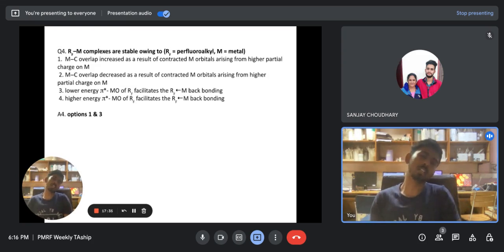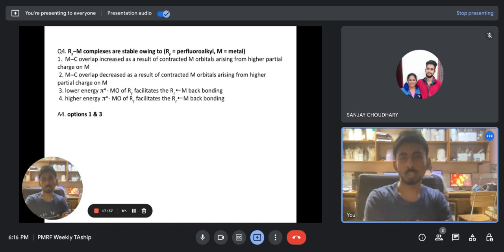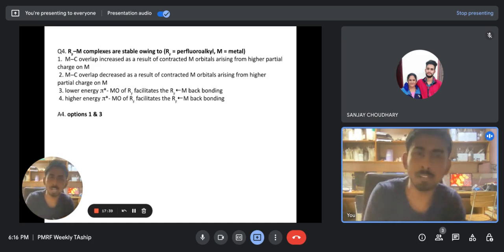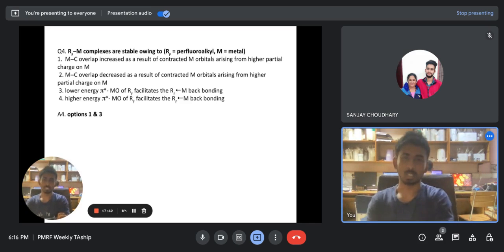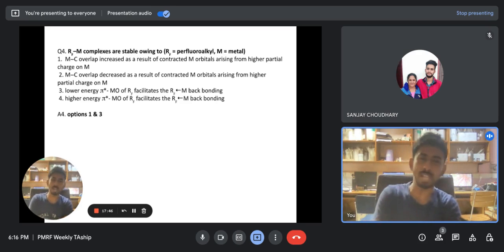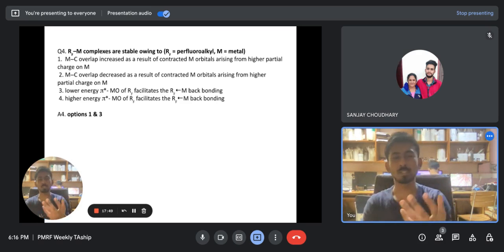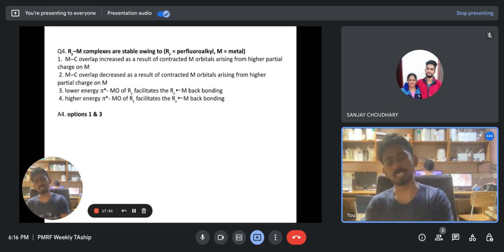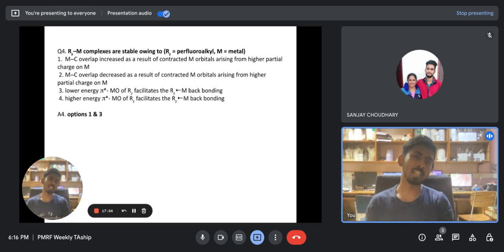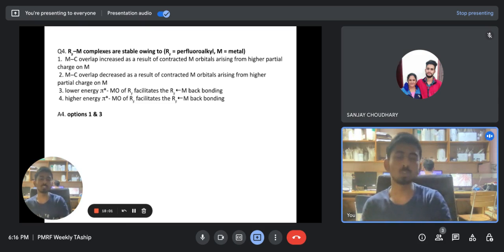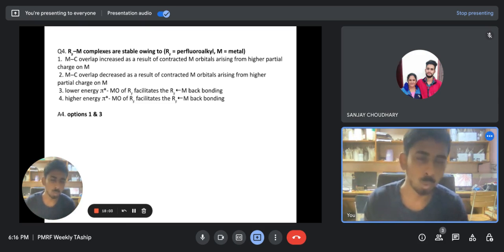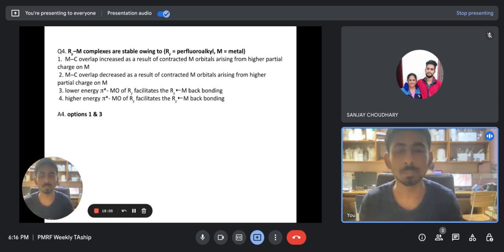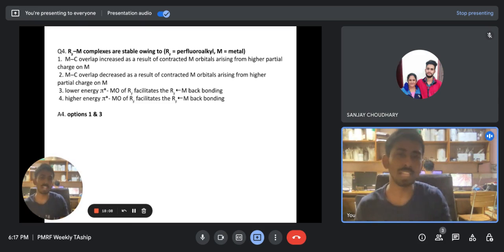So here we will move to question number 4. It is regarding perfluoroalkyl metal complexes. The question is as such: the RF-M complexes, where RF is the perfluoroalkyl group. I have stated in some previous slide or previous discussions what perfluoroalkyl groups are. These groups are nothing but C6F5 or CF3 groups or CF2CF3 groups or CH2CF3 groups. So any alkyl group which possesses more than one fluorine atom inside it is called a perfluoroalkyl group.